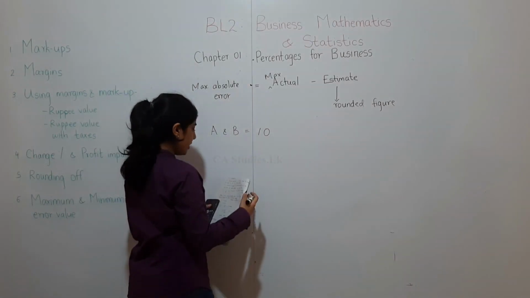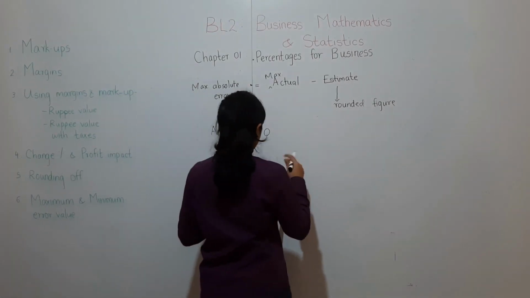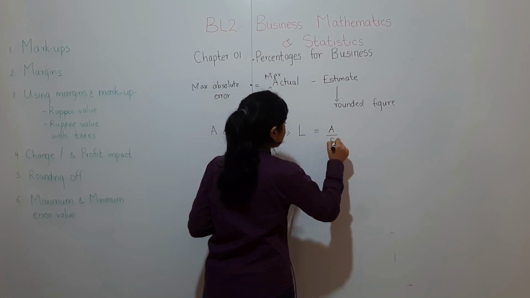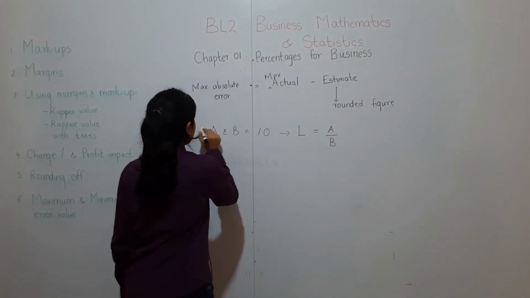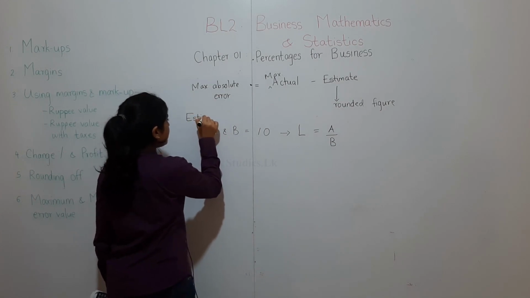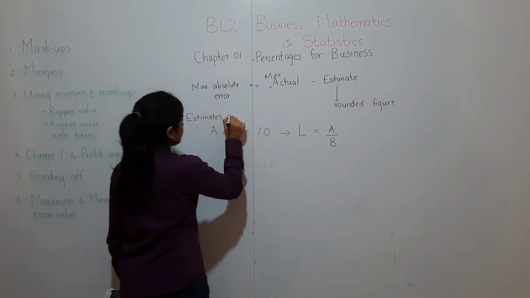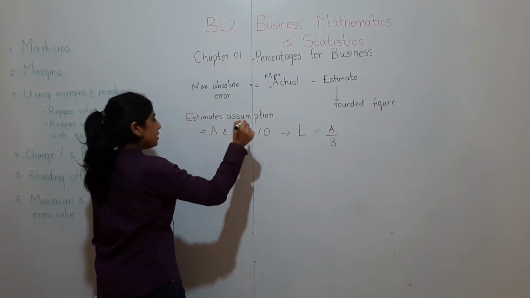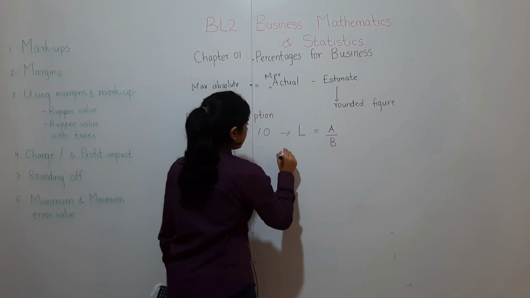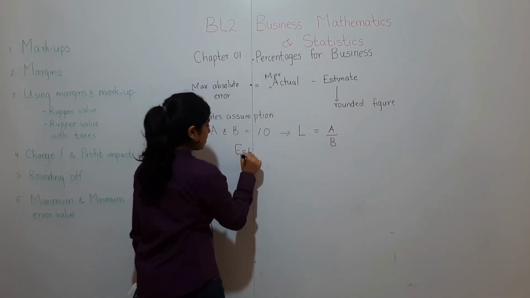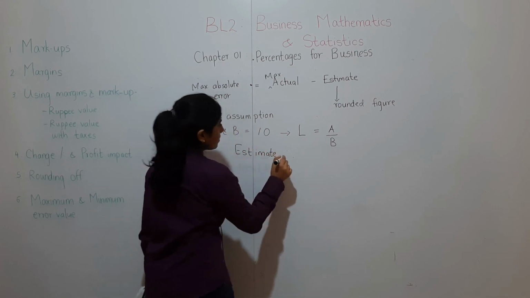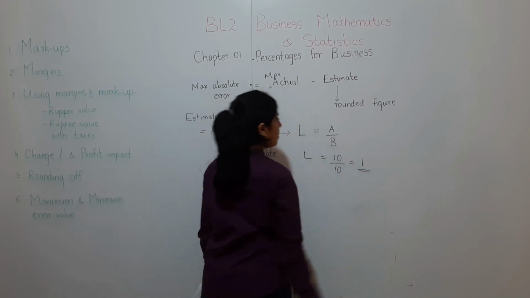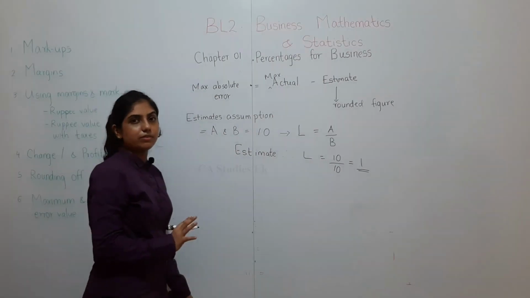Now they have given a formula: the liquid is measured by L equals A divided by B. The estimate assumption is A and B equal 10. Therefore, using this equation, the estimate is L equals 10 divided by 10, which is 1. Now 1 is our rounded figure.